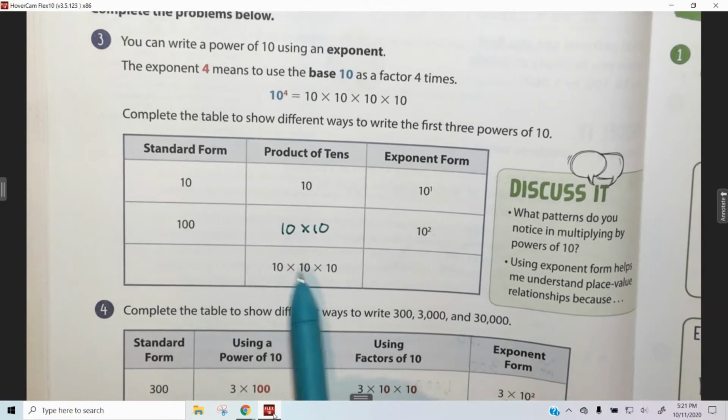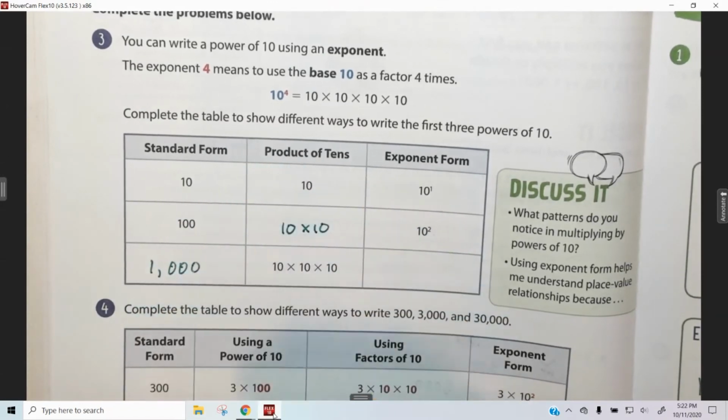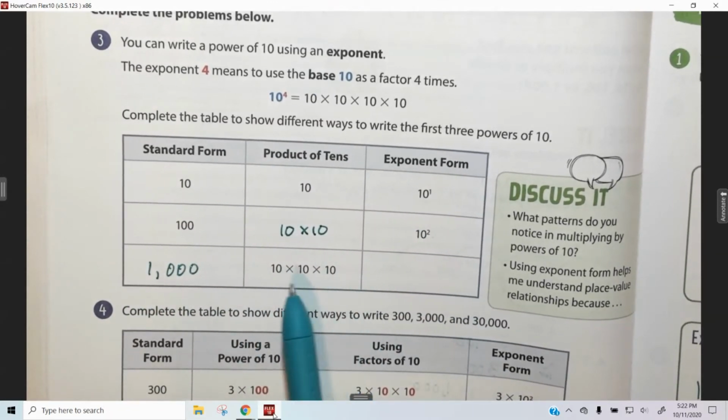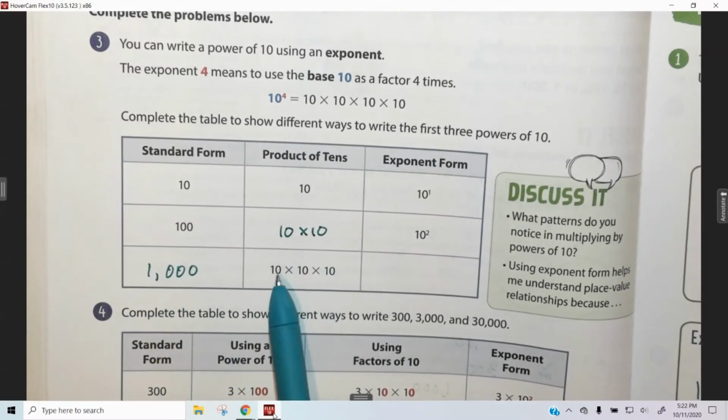Now, in this third row, we have 10 times 10 times 10. So the first thing we need to look at is what is 10 times 10? That is 100. What is 100 times 10? That is 1,000. Now, if you didn't know that, you could go what is 1 times 1 times 1, which is 1, and then add your 3 zeros.